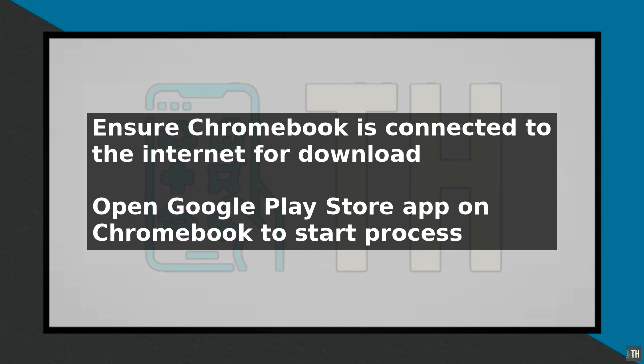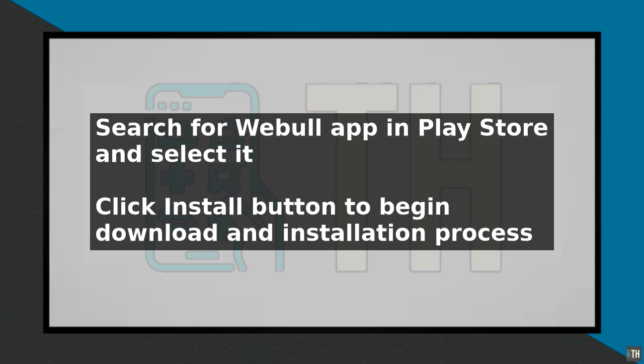You may be prompted to review the permissions required by the app. Review these carefully and click Accept to continue. The app will now begin to download and install on your Chromebook. This process may take a few minutes depending on your internet connection speed. Once the installation is complete, click the Open button to launch the Webull app.